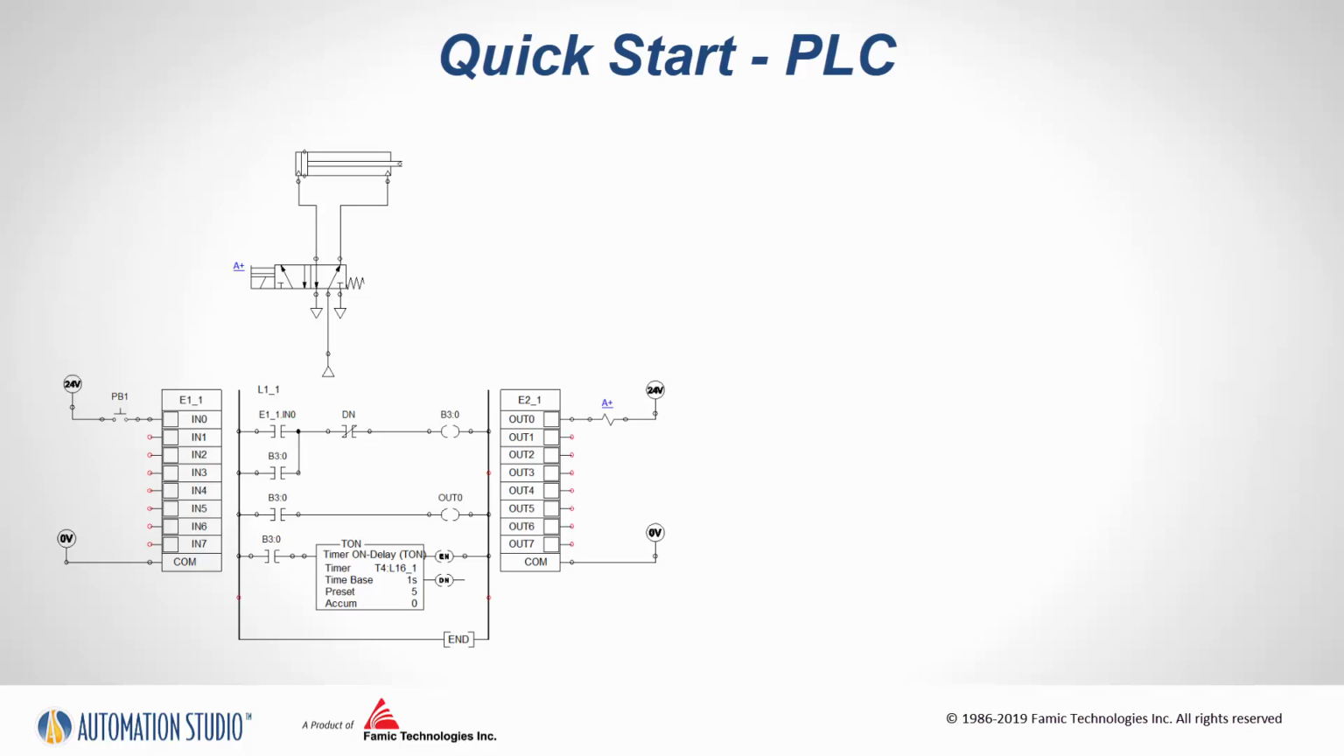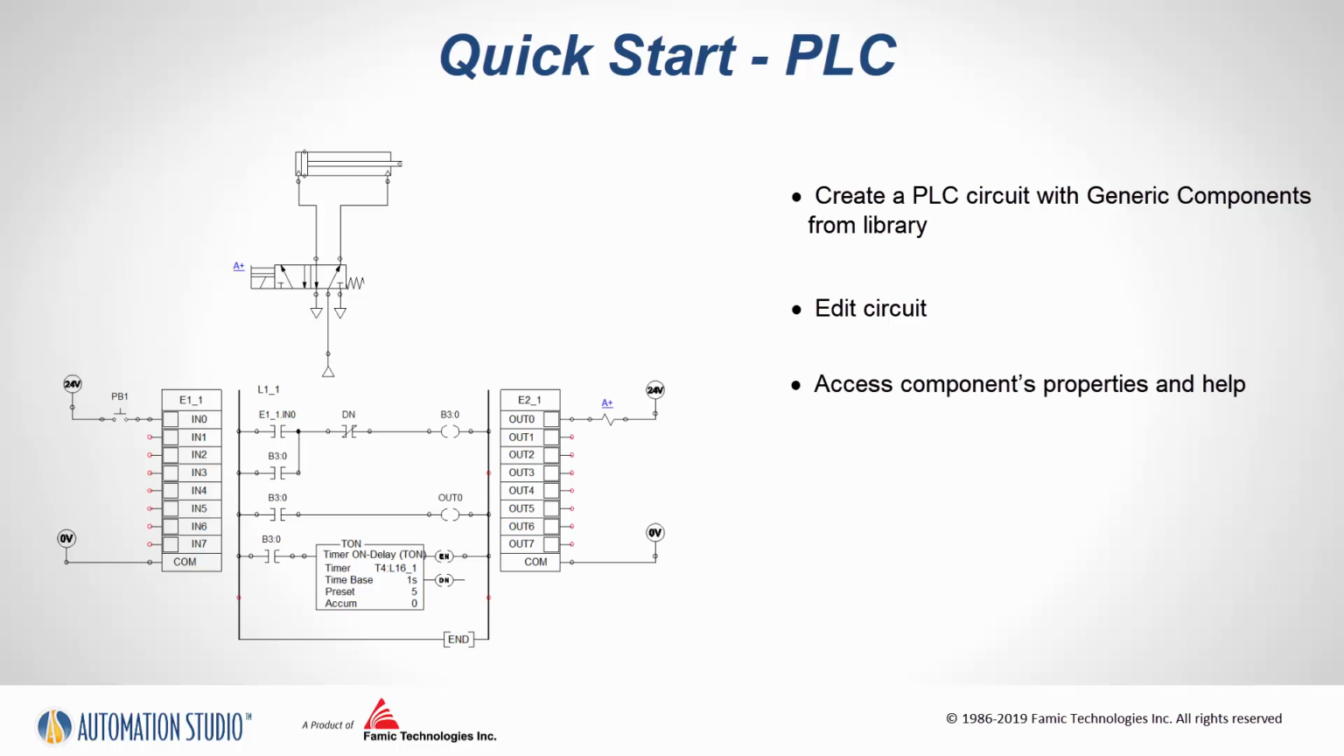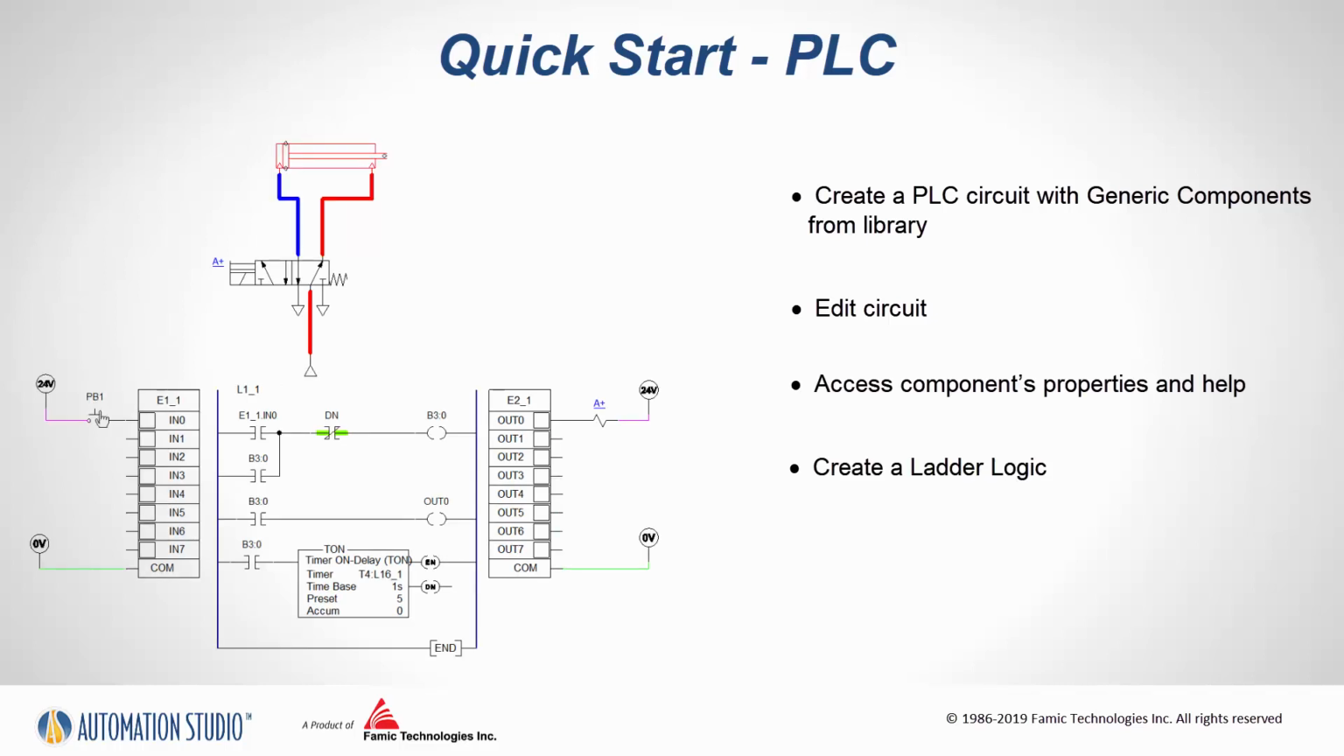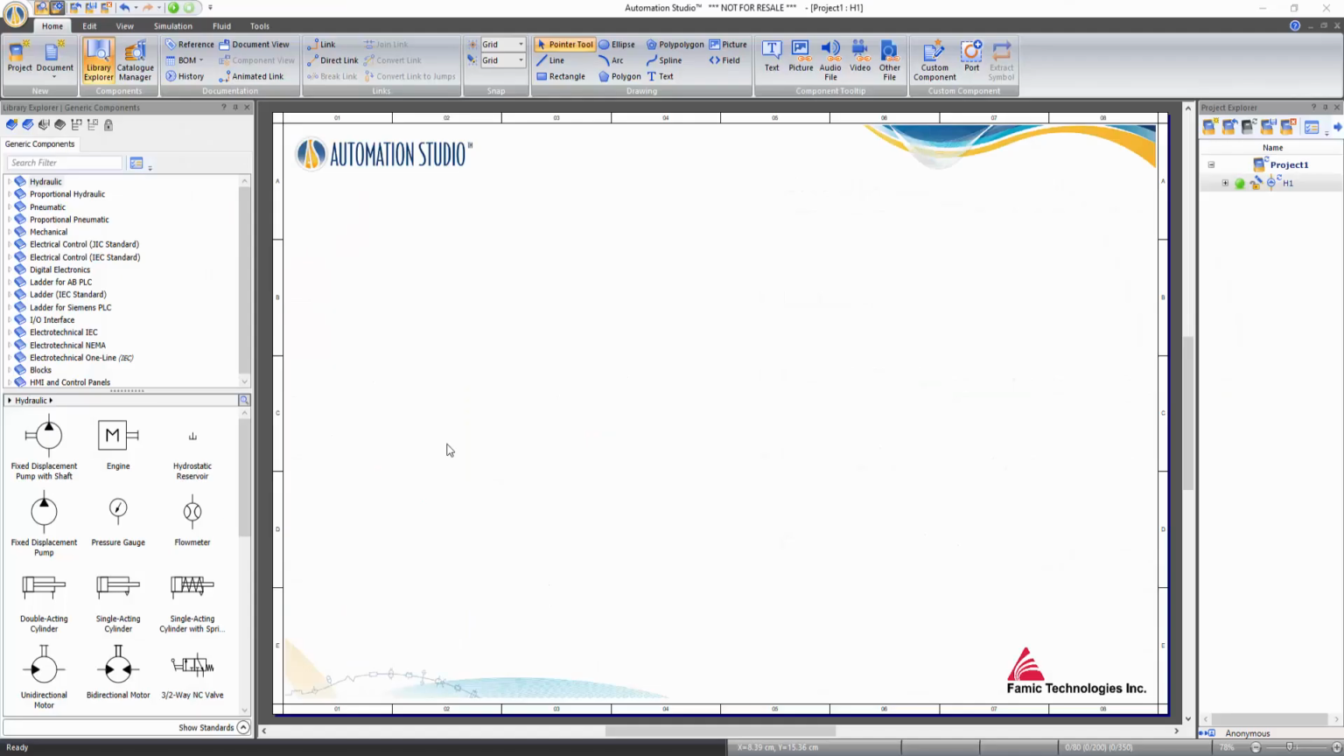This training video outlines the steps to create your first PLC circuit in Automation Studio. In the process of recreating this circuit, the user will learn how to create a PLC circuit with generic components from the library, how to do circuit addition, how to assess component properties and help, how to create a ladder logic, and how to run simulation and analyze the circuit.